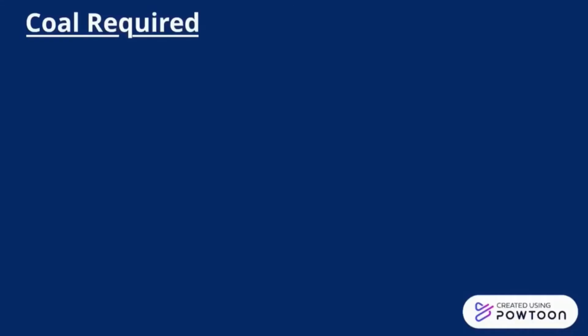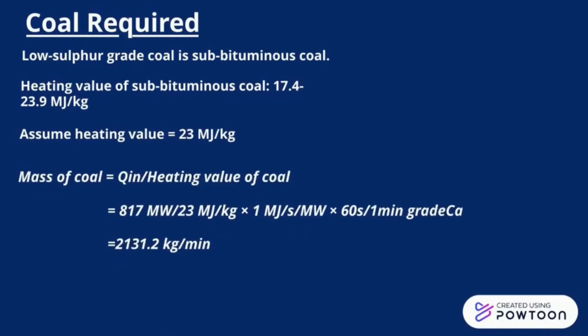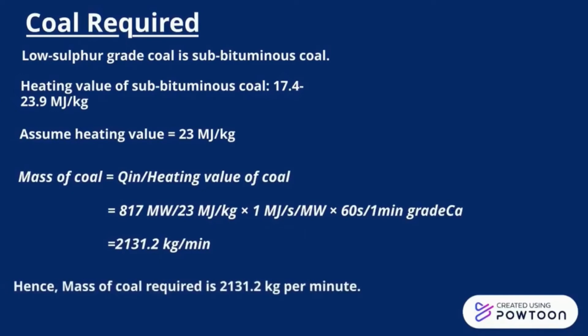Next, for coal required, low sulfur grade coal is a subbituminous coal, and the heating value of subbituminous coal is from 17.4 to 23.9 megajoule per kilogram. Assume that the heating value equals 23 megajoule per kilogram. By using this formula, we can get that the mass of coal required is 2131.2 kilogram per minute.